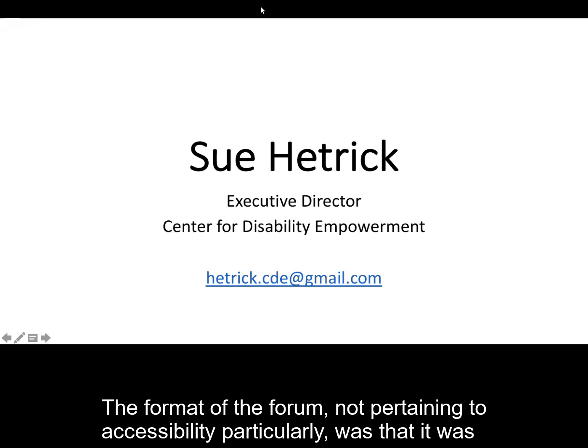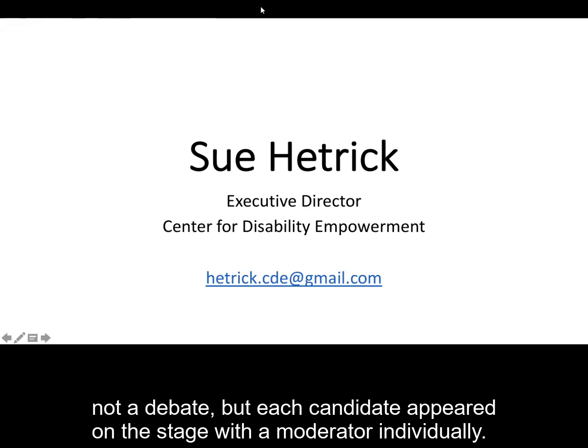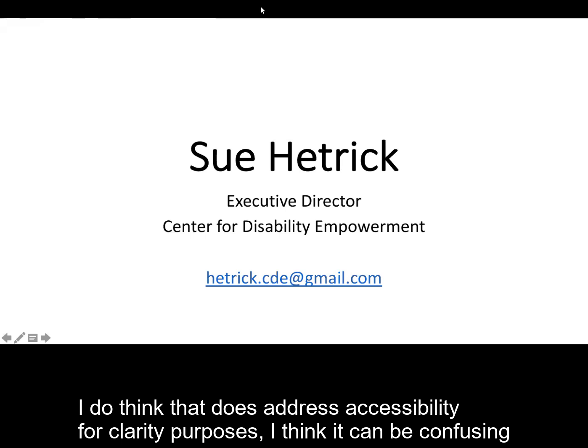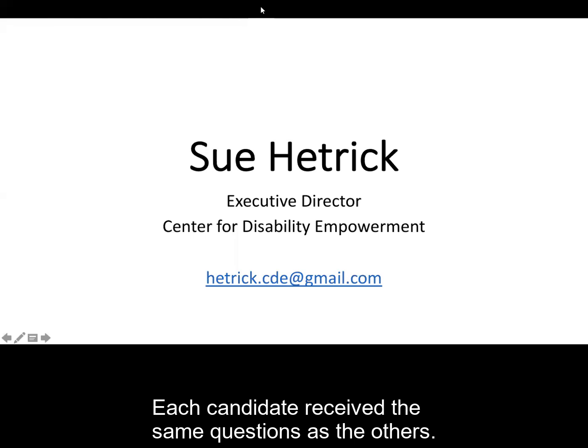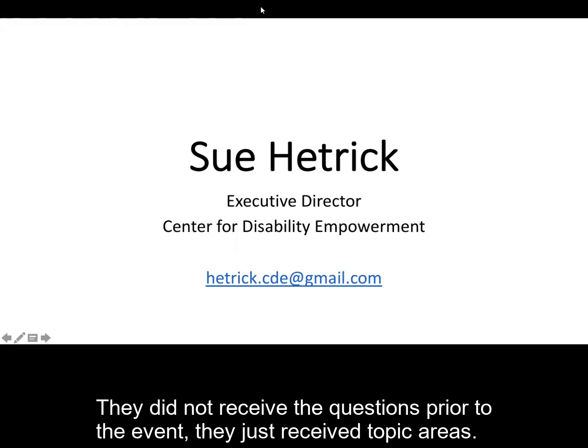The format of the forum, not pertaining to accessibility particularly, was that it was not a debate, but each candidate appeared on the stage with a moderator individually. I do think that does address accessibility for clarity purposes. I think it can be confusing in a debate, ping-ponging back between one candidate and the other. Each candidate received the same questions as the others. They did not receive the questions prior to the event. They just received topic areas.